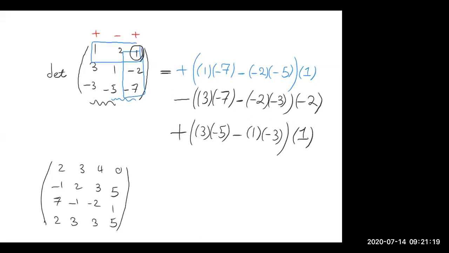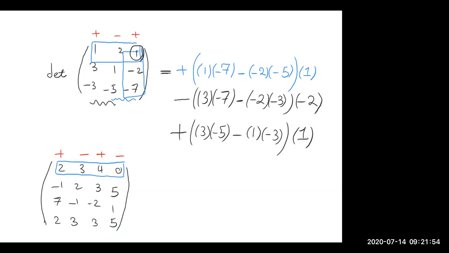The idea is that it's alternating. So it would be plus, minus, plus, minus. And then you would erase the first row and the first column. Then you're supposed to compute the determinant of this part, which you already know how to compute, a 3 by 3 matrix. When you compute the determinant of this 3 by 3 matrix, you should multiply it by this number in the intersection, which is 2. And then you should remove this column.